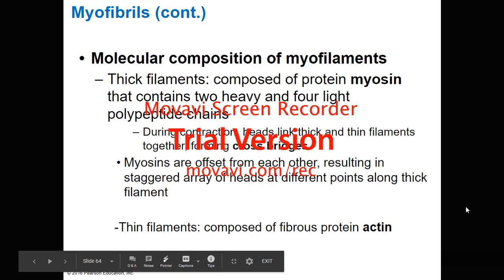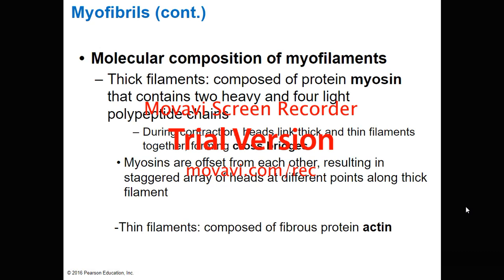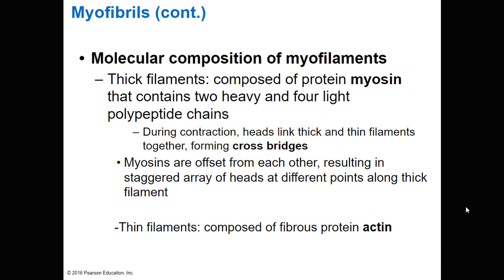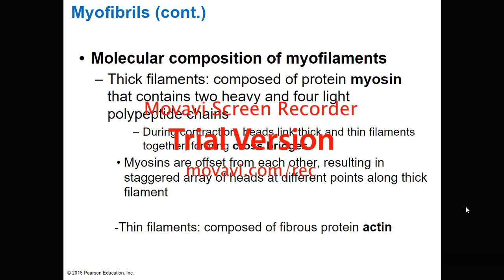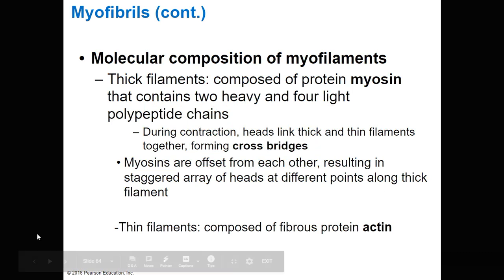So let's talk about the composition of myofilaments. With the thick filaments, remember they have the protein myosin, which contains 2 heavy and 4 light polypeptide chains. During contraction, the heads are going to link to the thin filaments and form cross bridges. And the thin filaments are composed of actin. So let's look at an image of that.